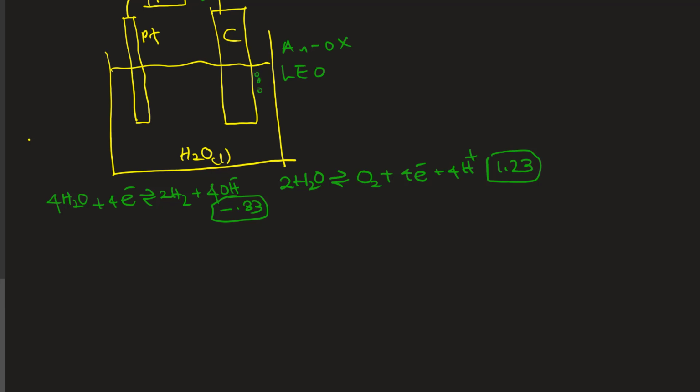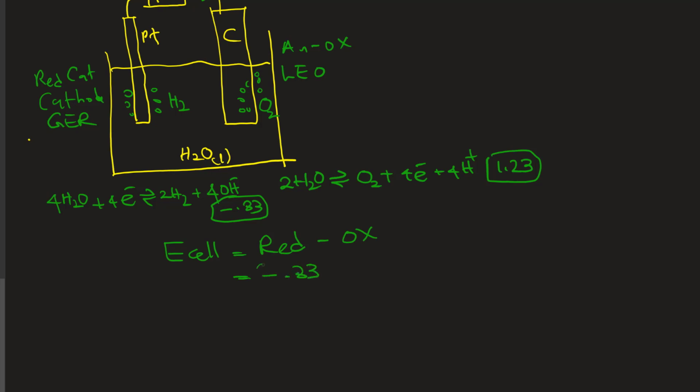Now what happens in the anode, the LEO, that will make oxygen in the anode, and in the cathode will make hydrogen gas. So making oxygen is oxidation and making hydrogen is reduction, right? Now we can plug into the formula, Ecell is red minus ox, plug in the values, what we get? So we will get minus 2.06 volts.